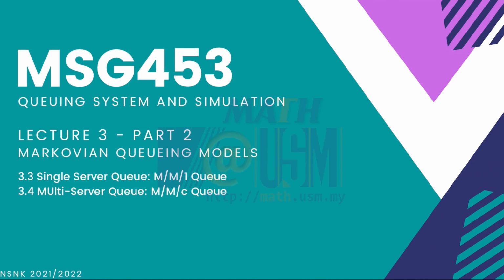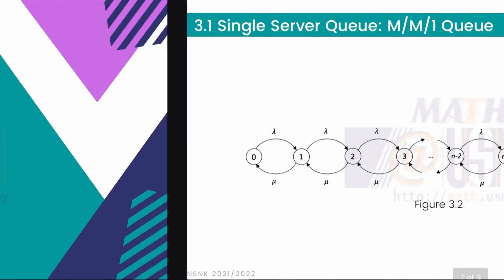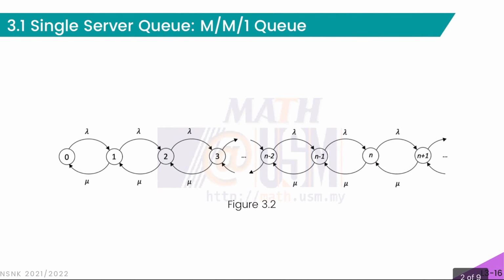Hello and Assalamualaikum everyone. So in this video, we're going to continue our lecture on Markovian queuing models, where we're going to move on to a more specific type of birth-death process known as the single server queue and also the multi-server queue. In our general birth-death process, the mean arrival and service rates can each take any non-negative value. Therefore, we have great flexibility in modeling a queuing system based on the birth-death process.